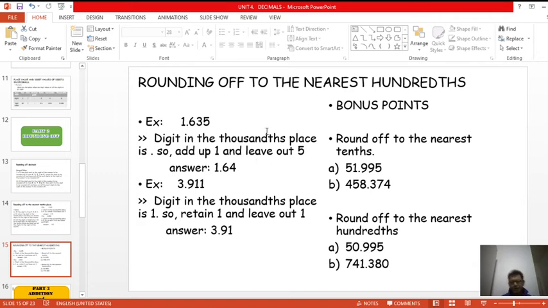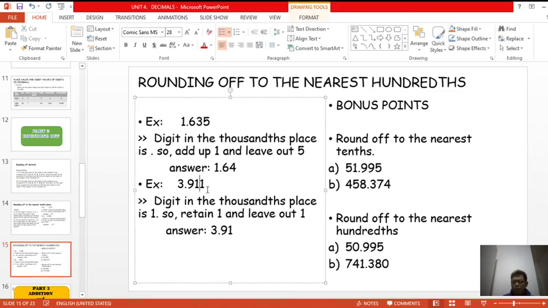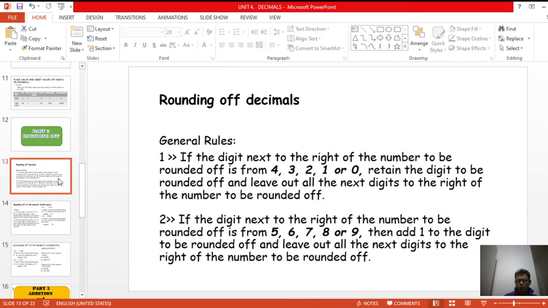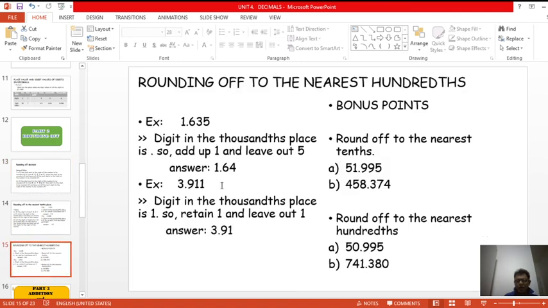One more example here. Look at this. We have 3.911. So again, the 911 falls on the thousands place, right? This is rounding off to the nearest hundreds. So the hundreds place is 1. Our cue, whether we retain or add up 1, is on the thousands place, next to the number to be rounded off. So what is that? 1. So 1 falls on the first rule. The first rule says you retain, you don't change. Okay, so that's what is happening here.